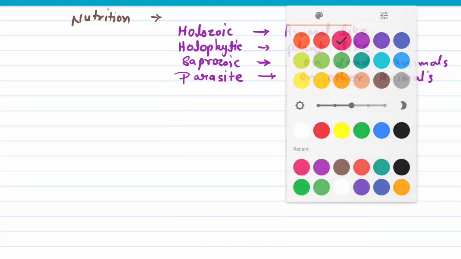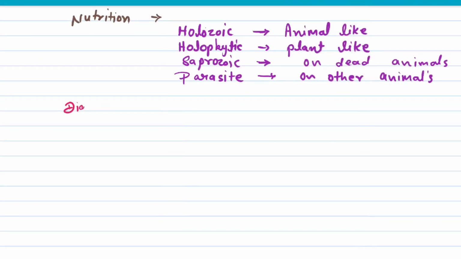Then we talk about digestion. Because protozoan is a unicellular organism, all the digestion process occurs inside a single cell, so we call it intracellular digestion.